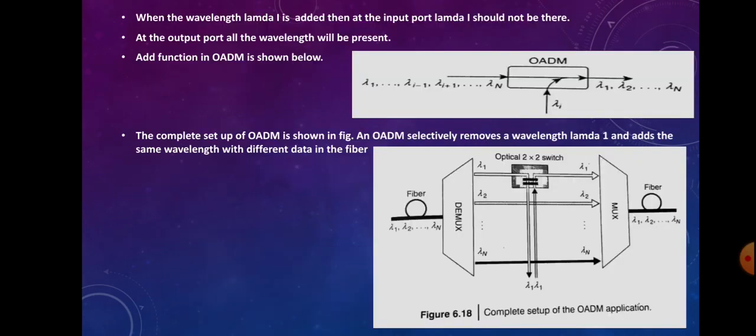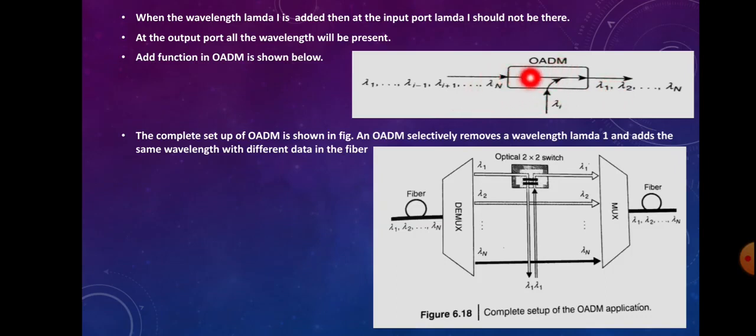Next, similarly, we can add a particular wavelength by using the add function in the OADM. That means when a wavelength lambda i is added, you can see here that lambda i is added to this channel by using the OADM add function, and it is pictorially shown here. Here the different wavelengths are lambda 1 to lambda n, and at the input side lambda i is absent. So to these wavelengths we are adding one more wavelength, that is lambda i, given through a different port of the OADM, and at the output we will obtain lambda 1 to lambda n including lambda i. So this is the add and drop function of the optical add drop multiplexer.